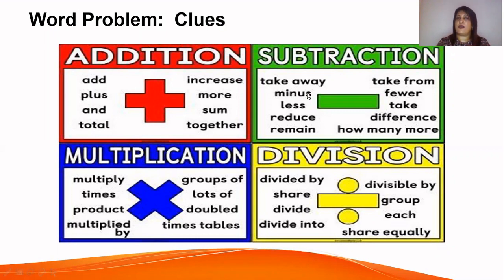Subtraction, you'll have words like take away, minus, less, reduce, remain, take from, fewer, take, difference, how many more. There's also an indication that you've got to do subtraction in the sum. Then you've got multiplication. Example, multiply, times, product, multiplied by, groups of, lots of, doubled, times tables. That's to indicate a multiplication sum. Division, divided by, share, divide, divide into, divisible by, group, each, or share equally. When you see words like these in a word problem, it tells you what type of sum it is, whether it's addition, subtraction, multiplication, or division. Use this as a guide to help you identify.